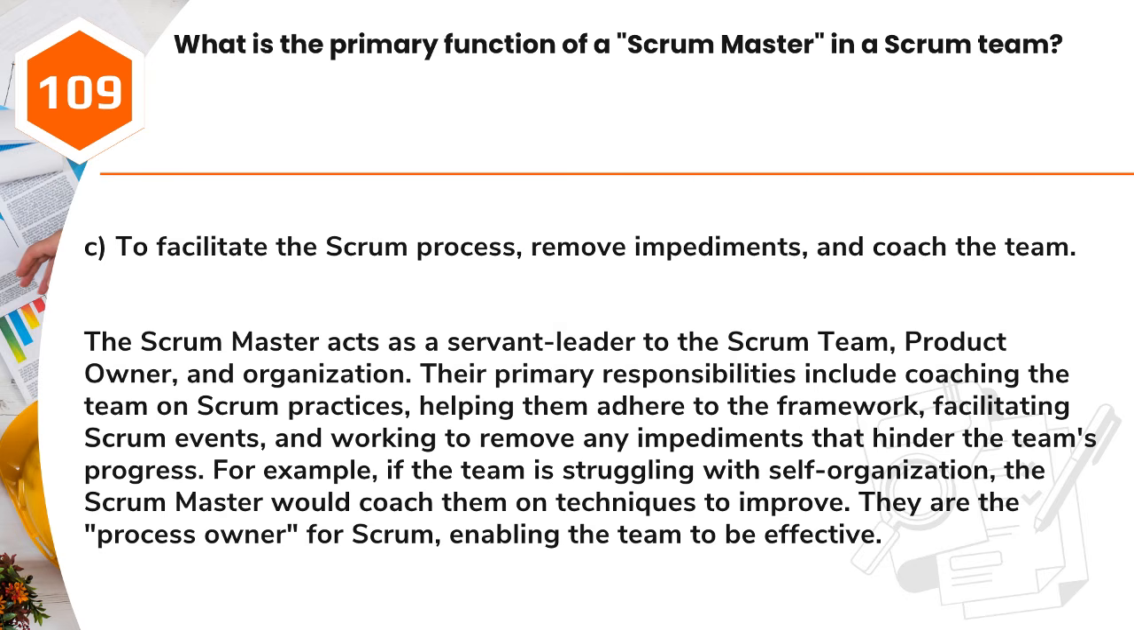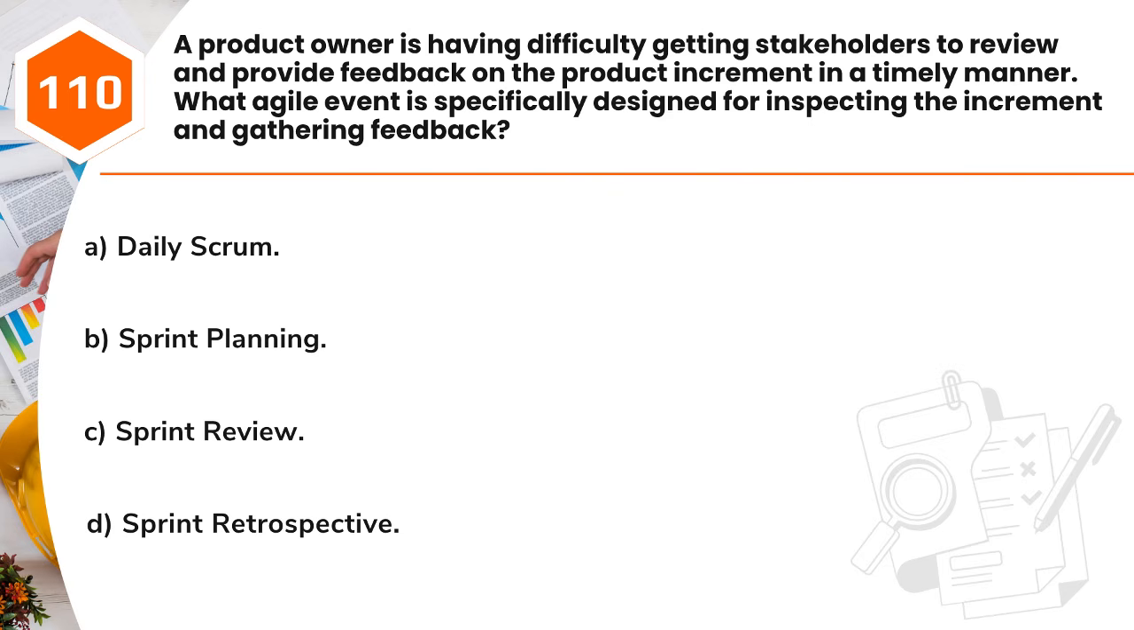Question 110. A product owner is having difficulty getting stakeholders to review and provide feedback on the product increment in a timely manner. What Agile event is specifically designed for inspecting the increment and gathering feedback? A. Daily Scrum. B. Sprint planning. C. Sprint review. D. Sprint retrospective.